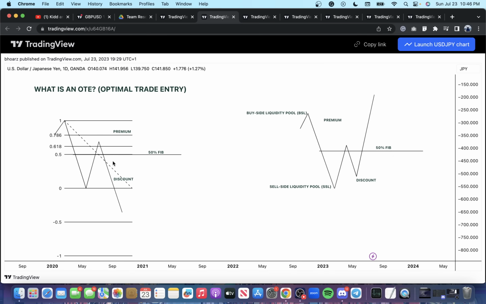And that's where the term discount comes from. So discount essentially, if you're looking to be a buyer, you always want to buy at a discount. If you're looking to be a seller, you always want to sell at premium.